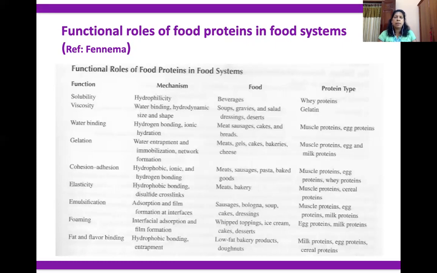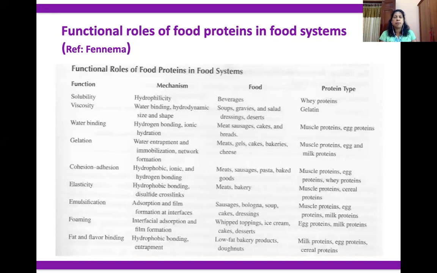When we come to the viscosity, you can see the protein type is gelatin. The food types are soup, gravies, salad dressing and dessert. Gelatin is added to this kind of thing. And what is the mechanism? Water binding ability, hydrodynamic ability, size and shape, everything together. You will end up with the viscosity, right?